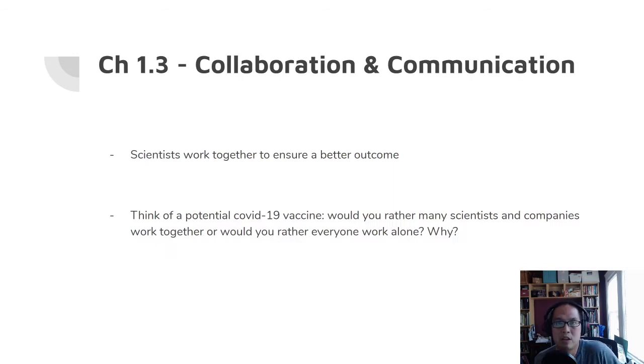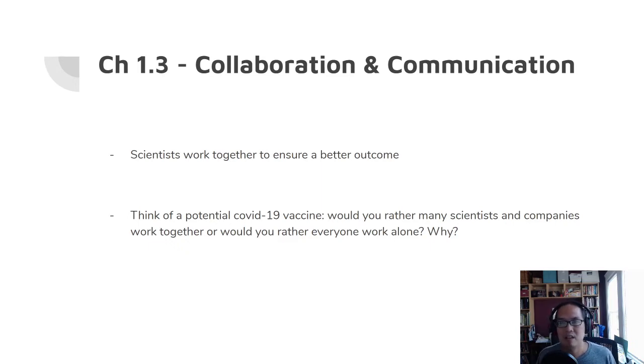All right, the other thing I want to talk about in chapter 1.3 is just collaboration and communication. This is just the idea that scientists work together to ensure a better outcome. No one scientist can figure everything out. No one scientist is able to do all the work that it takes to come up with these theories and to come up with these scientific laws that explain the theories or that describe the theories. Think of a potential COVID-19 vaccine.